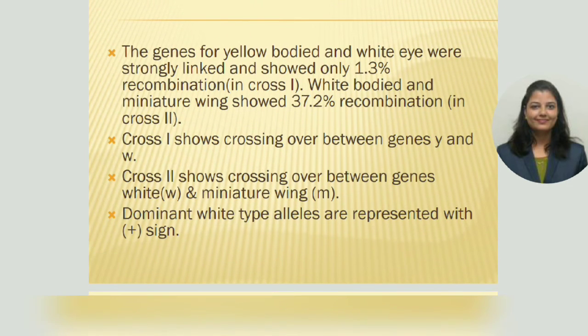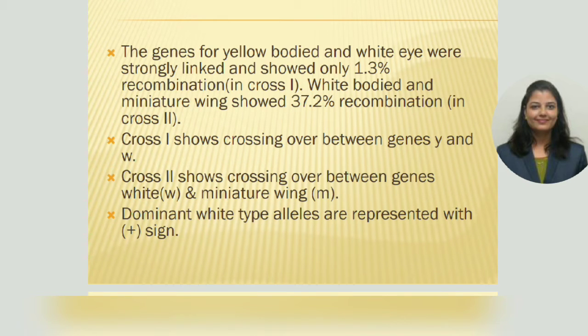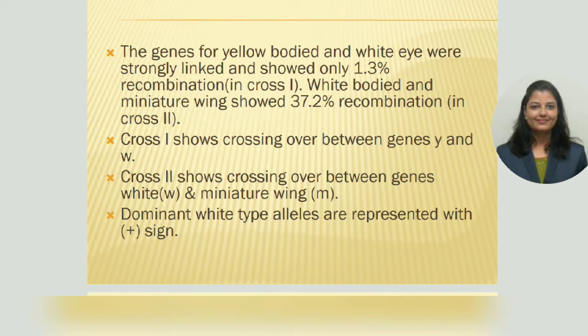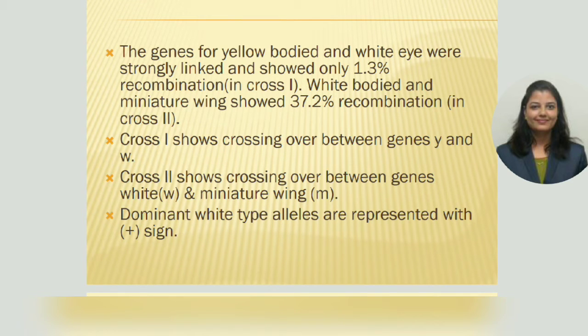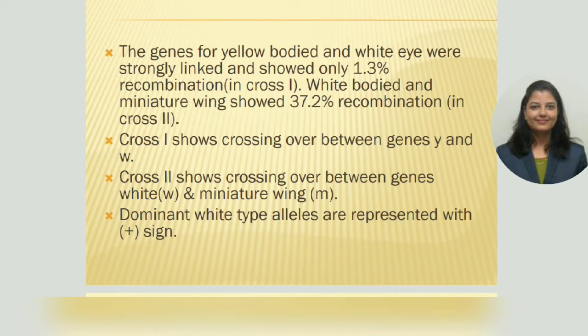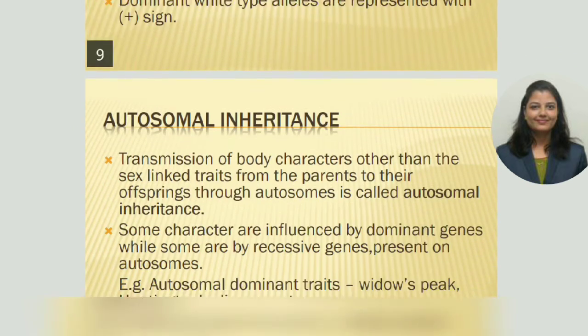The genes for yellow body and white eyes were strongly linked and showed only 1.3% recombination, which we had already seen in the picture. The white eyes and miniature wings showed 37.2% recombinant type in cross 2. Cross 1 shows crossing over between genes y and w, and cross 2 shows crossing over between the genes white and miniature wings, and the dominant wild type alleles are represented by the plus sign.